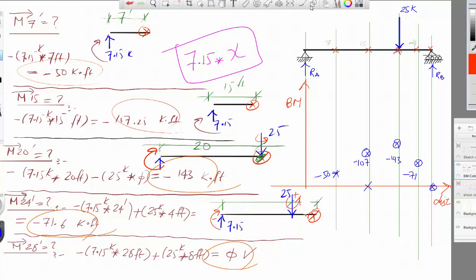So I represent this by a line like that and a line like that, and that will be the bending moment diagram. And this is again some sort of a rule: a point load will result in a linear equation. This is the bending moment diagram for this example.